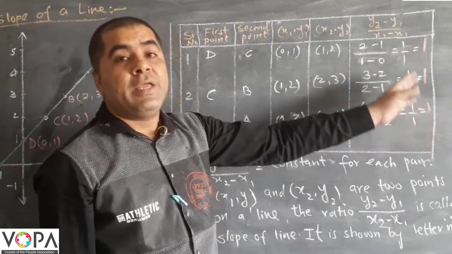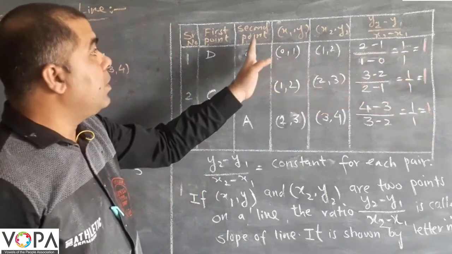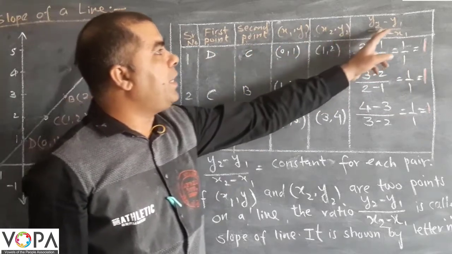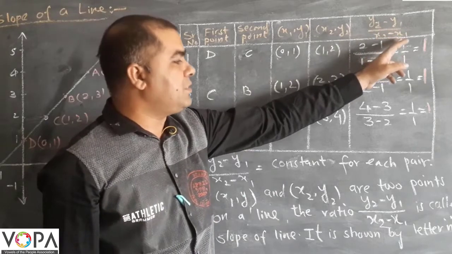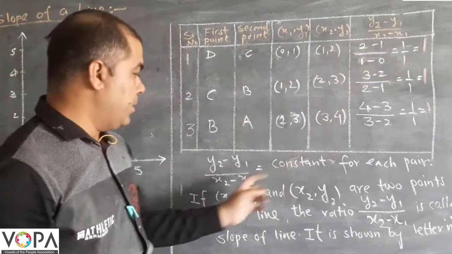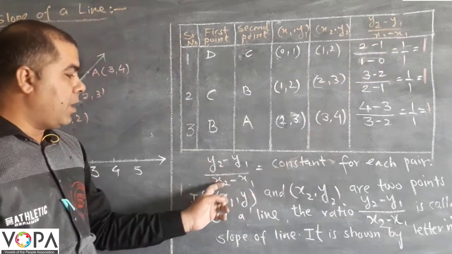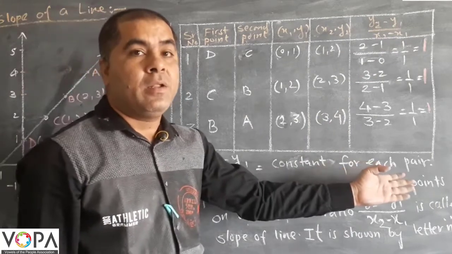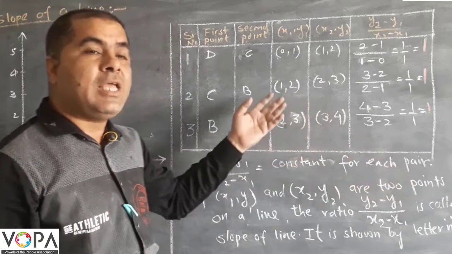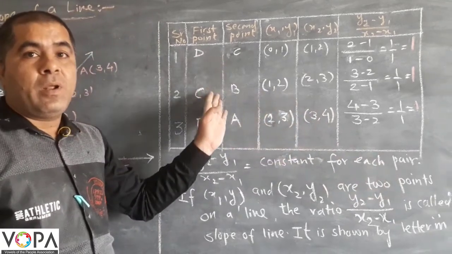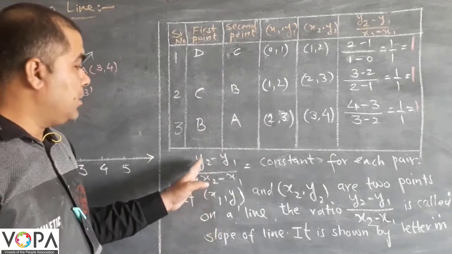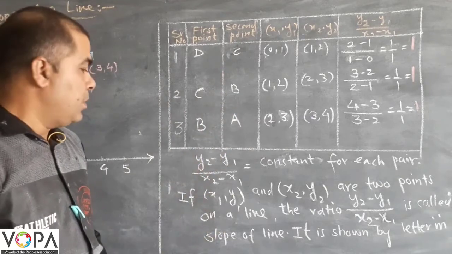1. You observe that in all the pairs of points, y2 minus y1 upon x2 minus x1 is constant. You can take other pairs apart from these pairs. This ratio will be constant.